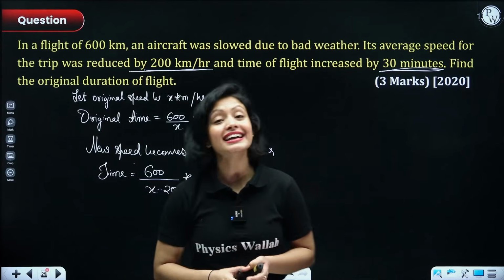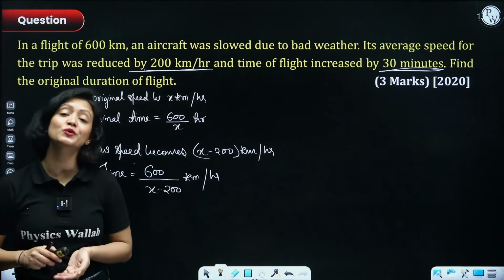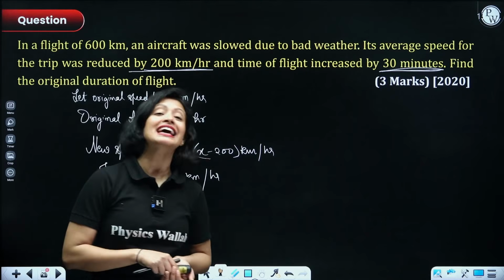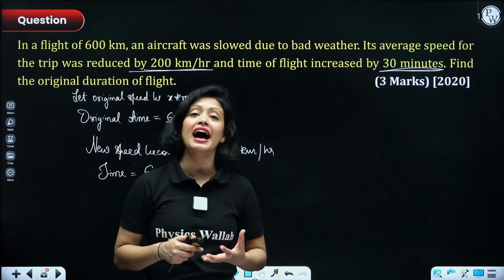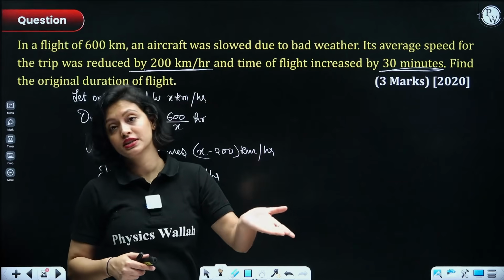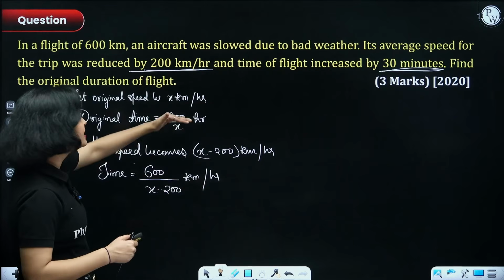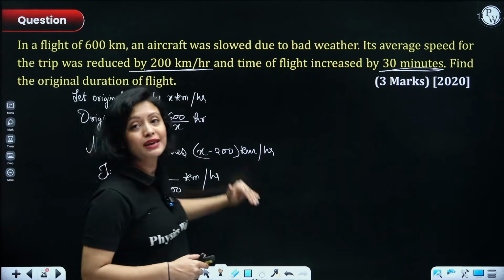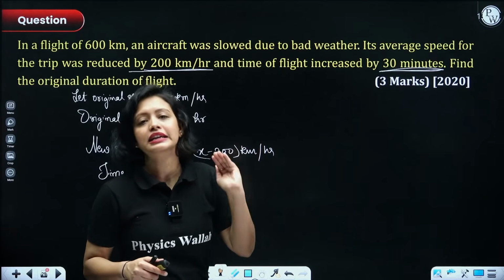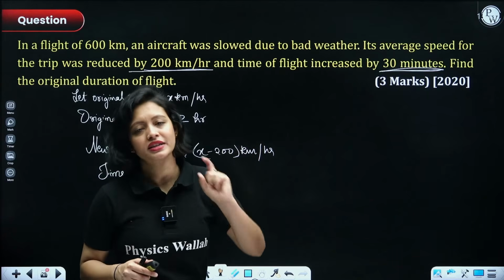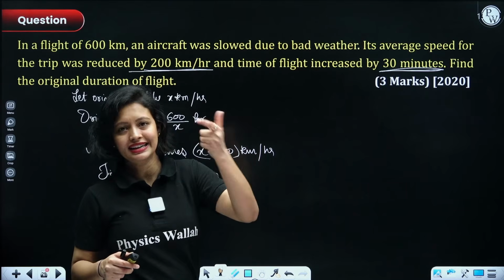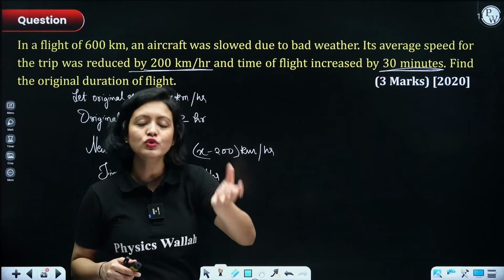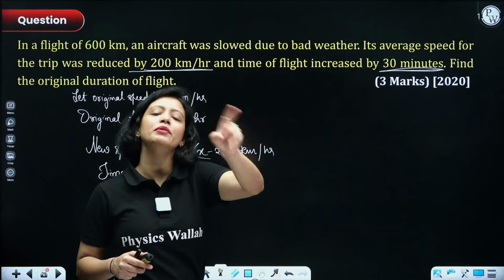And they are saying that if the speed was reduced by 200 kilometers per hour, then the time of the flight would have gone up by 30 minutes. So the difference between both the times is 30 minutes. This is how you should interpret it. More or less, say you get confused, so interpret it like this: the difference between time is 30 minutes.